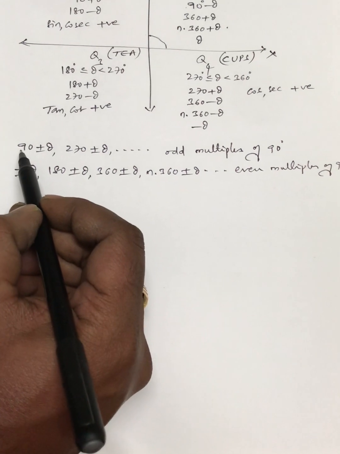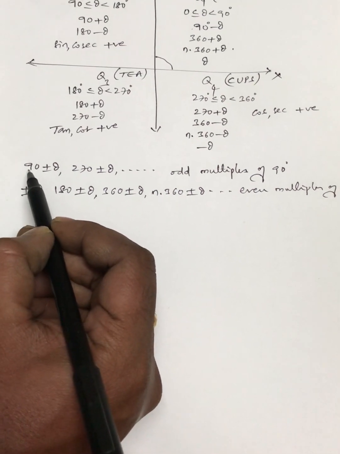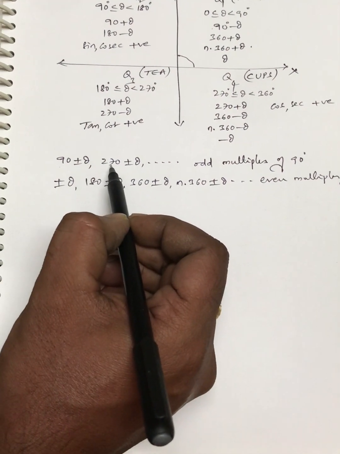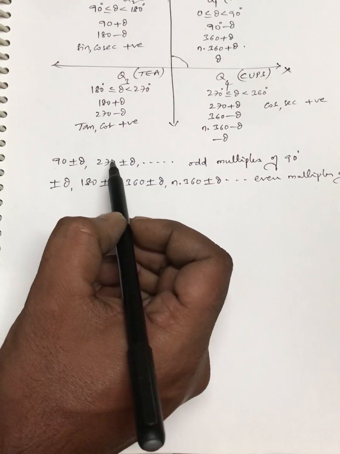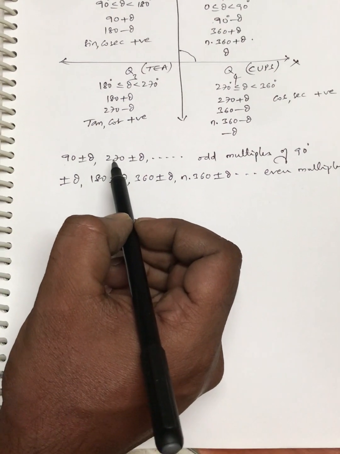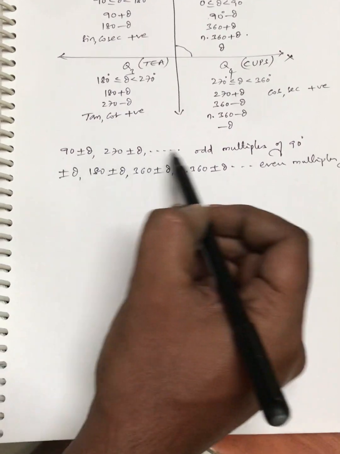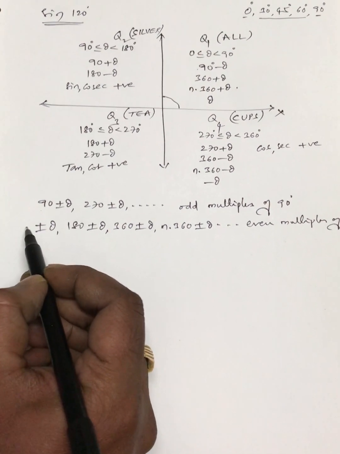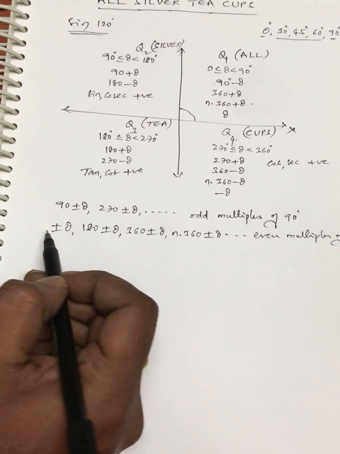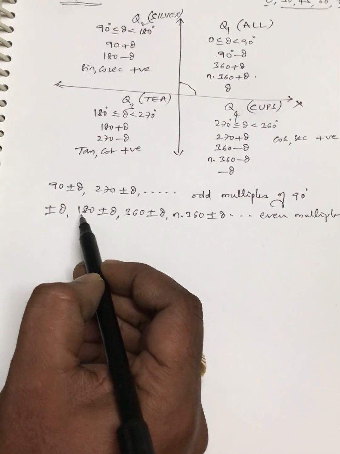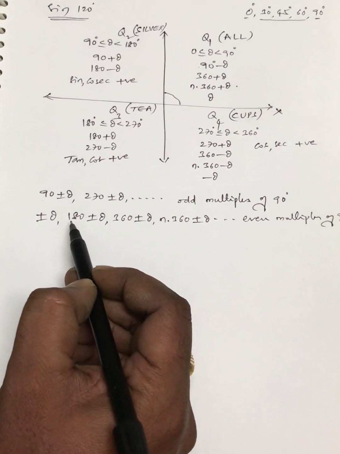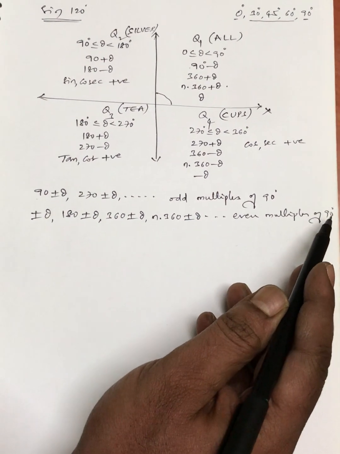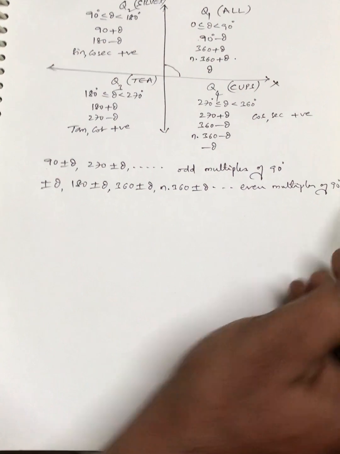Because if you observe, 90 we can write as 1 into 90, and 1 is an odd number. And 270 we can write as 3 into 90, and 3 is also an odd number. So that's why we call these angles odd multiples of 90. And coming to this, here 0 is an even number. Next, 180 we can write as 2 into 90, and 2 is an even number. So that's why these types of angles are called even multiples of 90 degrees.